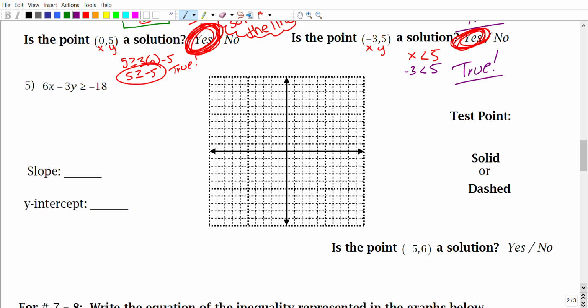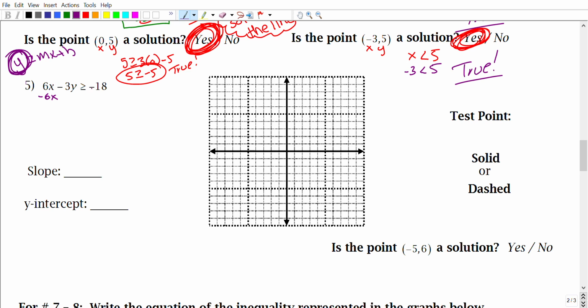So, number 5 says, we have 6x minus 3y is greater than or equal to negative 18. All right. Well, that doesn't tell us my slope or my y-intercept, but we know that we can turn this right here into a slope-intercept inequality. Okay, right now it's in what form, guys? Hopefully you guys remember what that's called. If both variables are on the left or both are on the right side, that is in standard form. So let's switch it now to slope-intercept form. So we have to get the y all by itself.